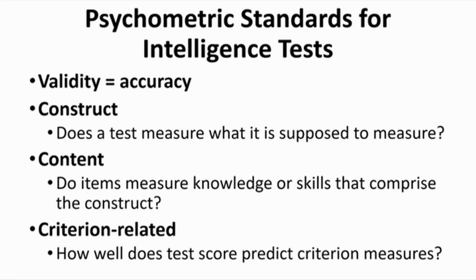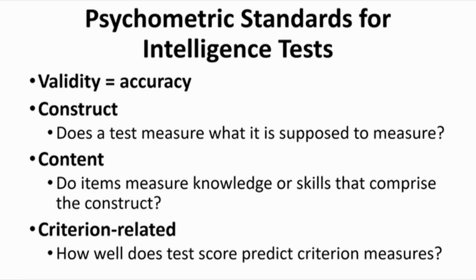The next type of validity is content validity. Content validity is meant to ask if the items on the test are actually measuring the knowledge or skills that make up the construct that we're testing. So for our IQ test, do the questions being asked actually give us a measure of knowledge or skills that's related to intelligence? And not only that, we need to consider if the questions are giving us a full overview of the skills or knowledge that are making up that construct.